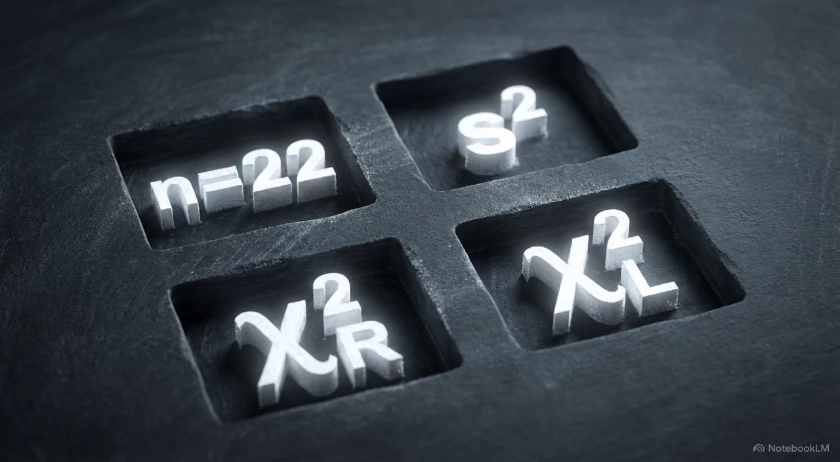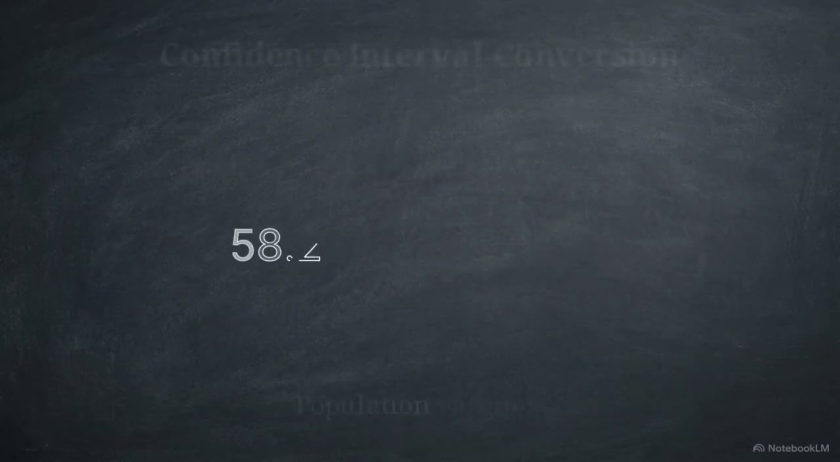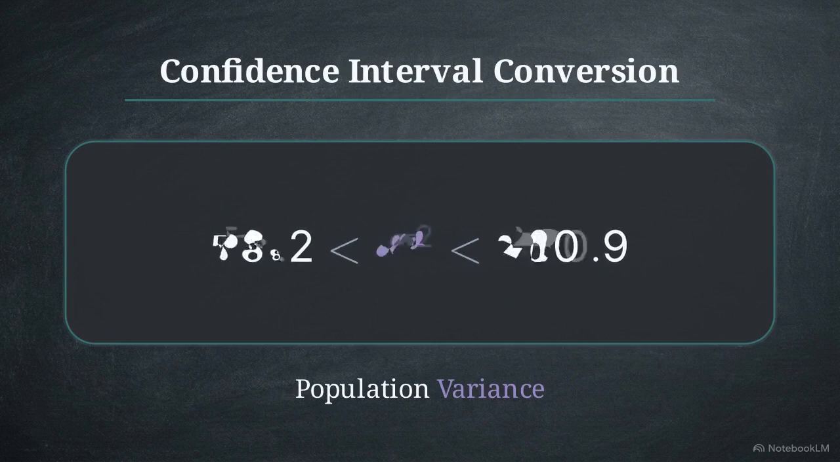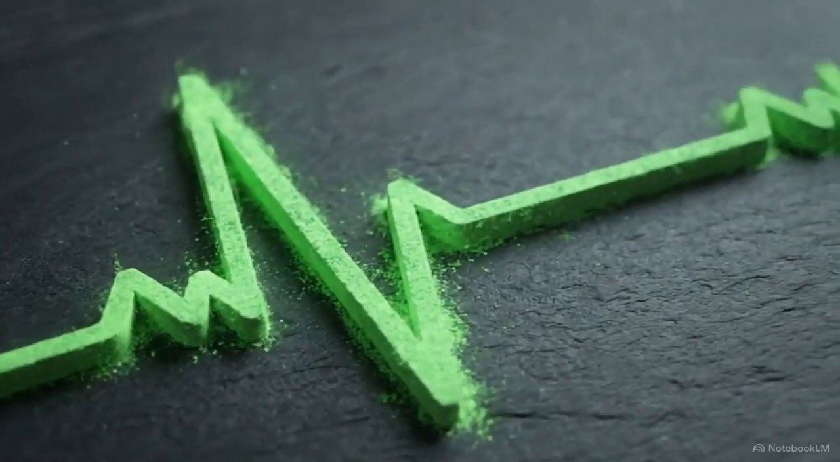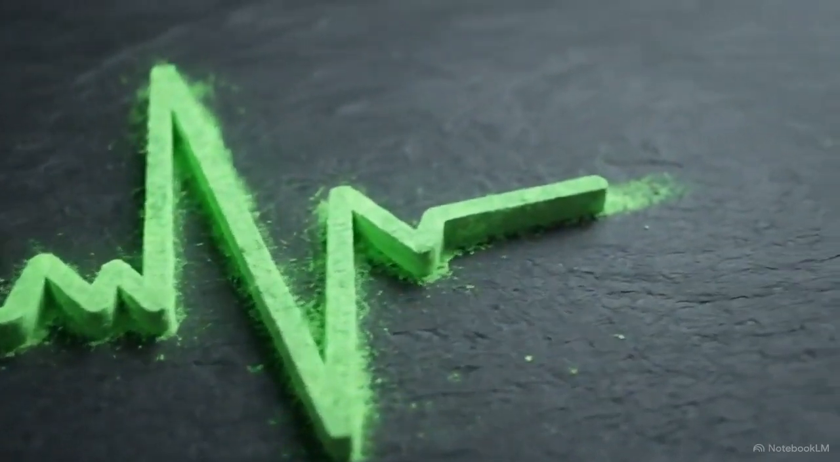We execute the calculation by plugging in our clinical pulse rate data, our sample size of 22, our sample variance, and those two specific critical values. The algebra resolves to establish our population variance estimate. The bounds sit firmly between 58.2 and 200.9. To translate this back into a standard deviation, we perform one final mathematical step, taking the square root of all three components of the inequality. This tightens our window. The standard deviation for adult female pulse rates falls somewhere between 7.6 and 14.2 beats per minute.